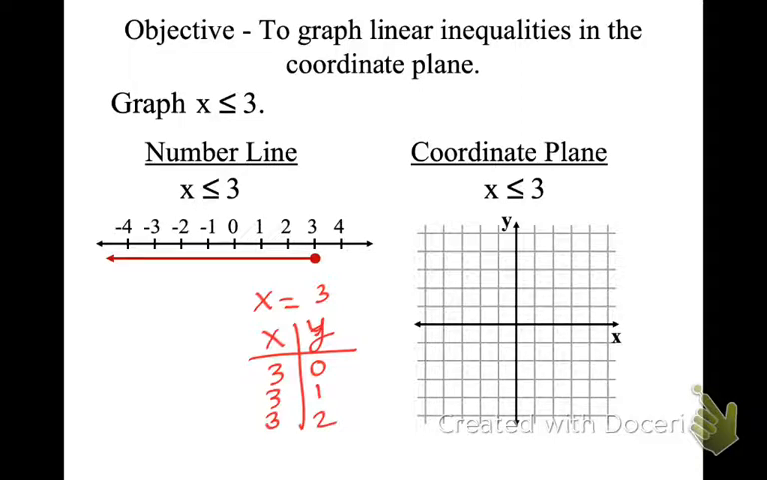Another way to look at it is this is a number line right here. And I still go to 1, 2, 3. Right? And that's a point. I can also make another point. It's 3, 0. Here's 3, 1. And when I start seeing that pattern, again, I'm going to draw the line.